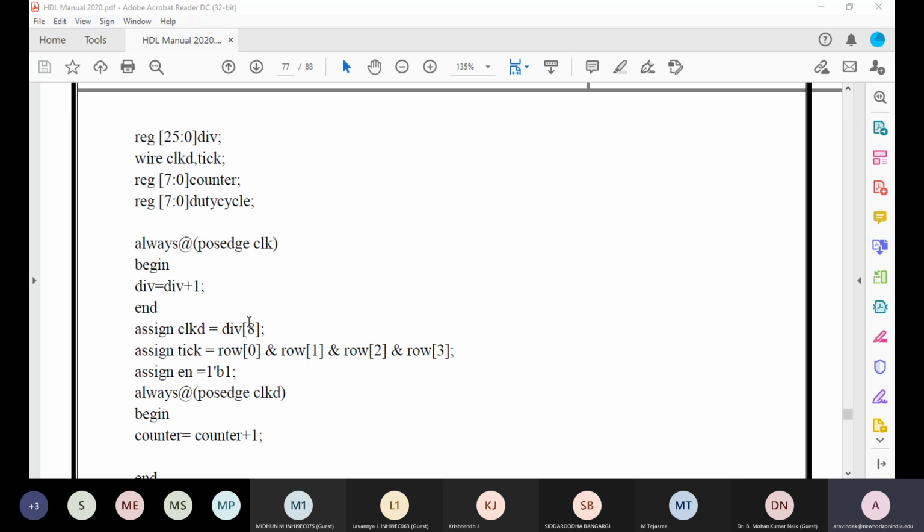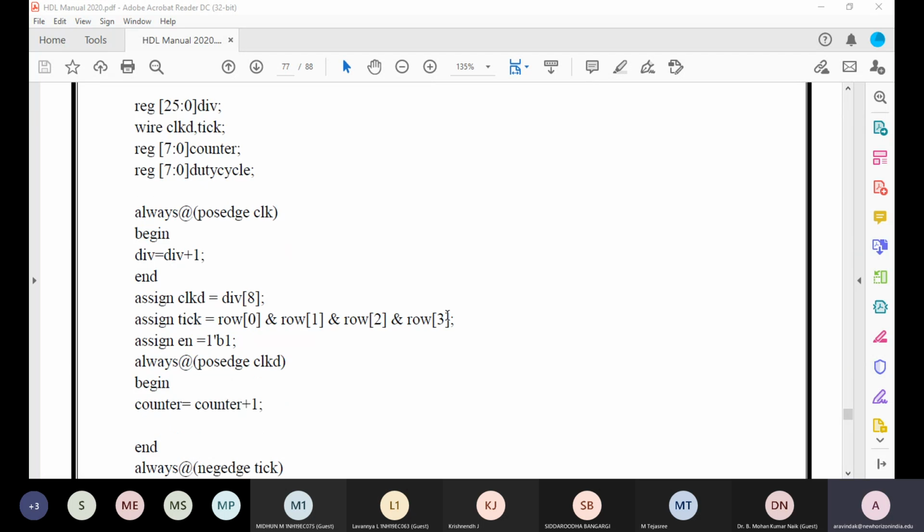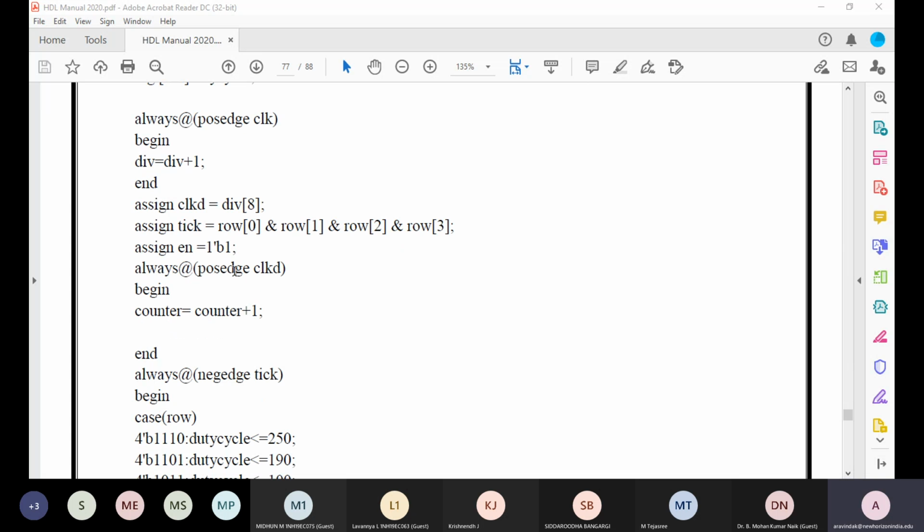So this is the input now. This tick is a single variable now. Remember, tick is a single variable where we are doing the ANDing operation here. Now assign enable equals 1. Always at posedge clock D. See, clock D is now the 9th position of due. Students are yet to tell me the frequency of this clock D.